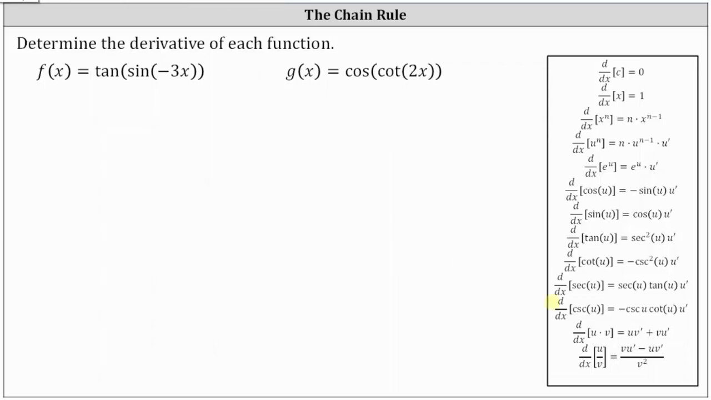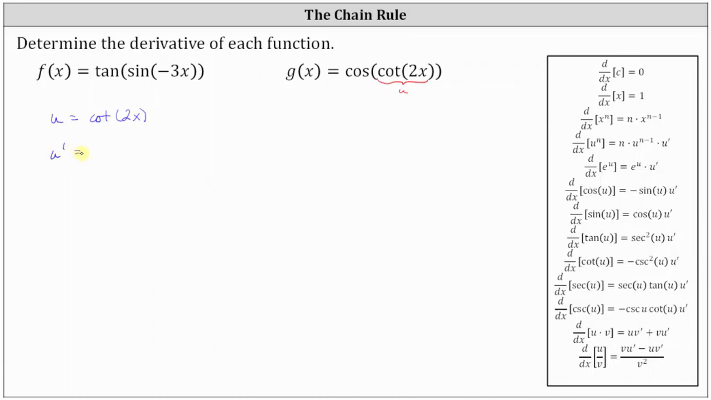Notice in this case the inner function is going to be cotangent of 2x, so we'll let u equal cotangent 2x. To find g prime of x, we'll be using the derivative formula. The derivative of cosine u with respect to x is equal to negative sine u times u prime. Our next step is to determine u prime, or du dx, which is the derivative of cotangent 2x with respect to x.